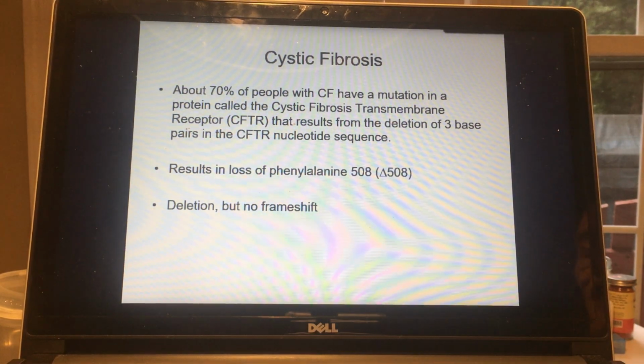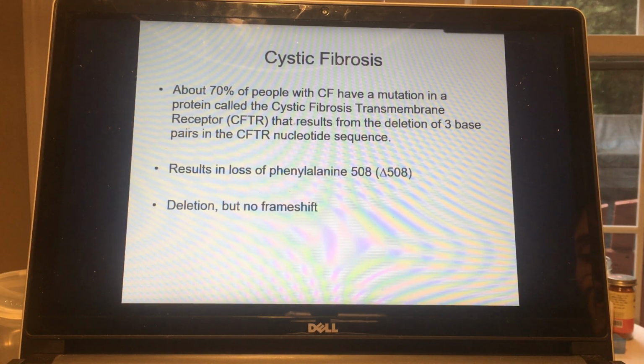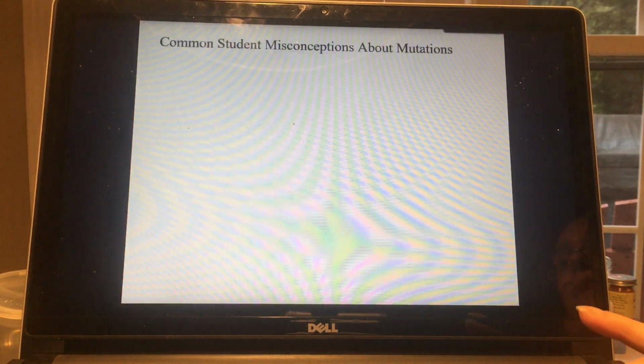Frameshift mutations, you rarely hear about diseases that are caused by frameshift mutations because they wouldn't be survivable. And we only really hear about genetic diseases if somebody survives and has them, but has some sort of symptoms that we try and figure out the cause of.